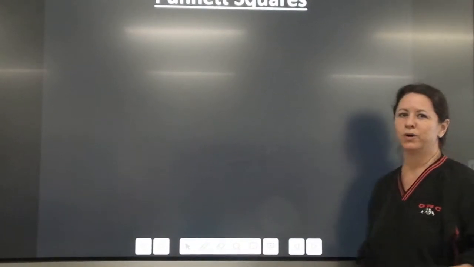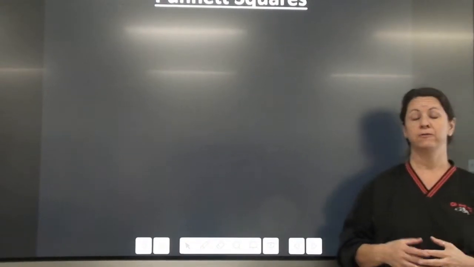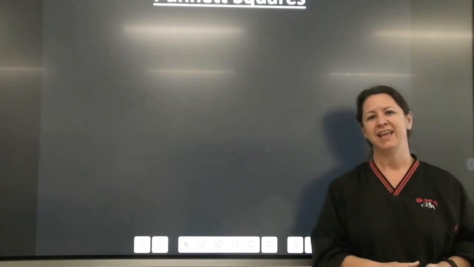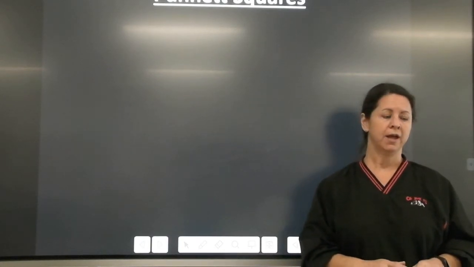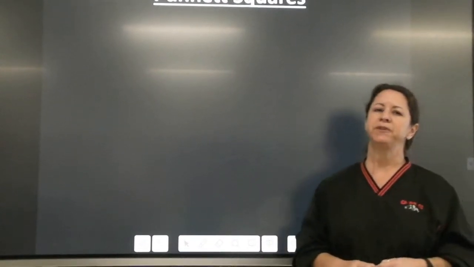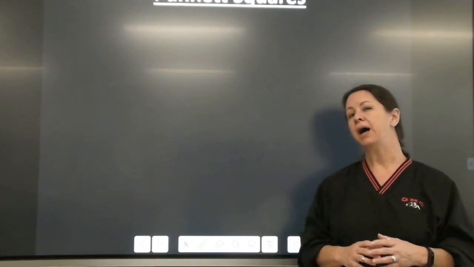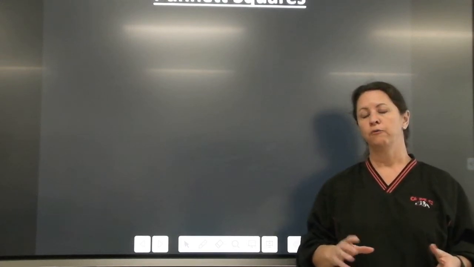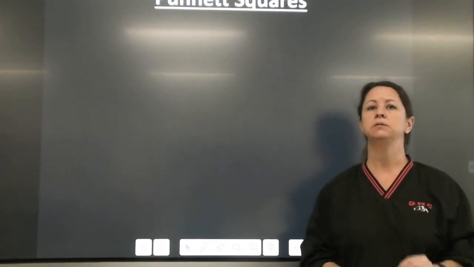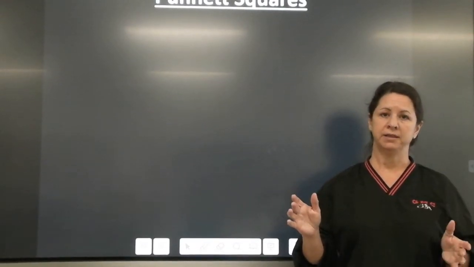Today we're actually going to start working with one of my favorite tools in science, especially in working with genetics, and that is a Punnett square. Punnett squares are a little tool that scientists can use to help them figure out what the possibilities are for the offspring if you know the genotypes for the mom and the dad.